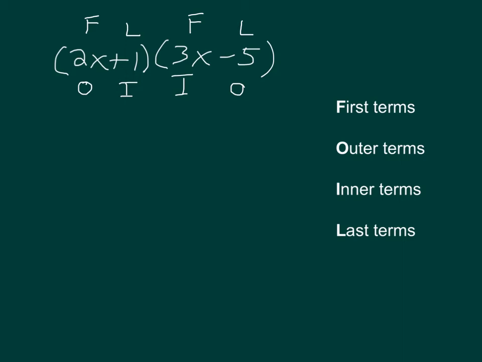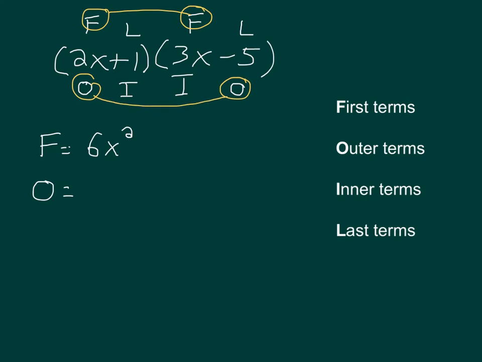The first one that I have to look for is my F. My F is going to equal 2x times 3x, because that's first and first. Well, 3x times 2x is 6x squared. You multiply the coefficients and you multiply the x's. Next, I have my O's, my outer terms. And so that's going to be 2x times negative 5, because that's outer to outer. 2x times negative 5 is negative 10x.